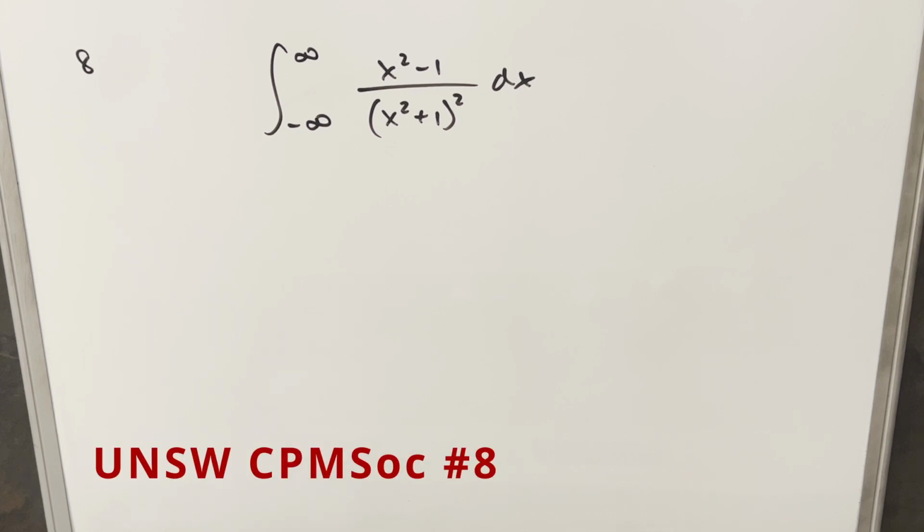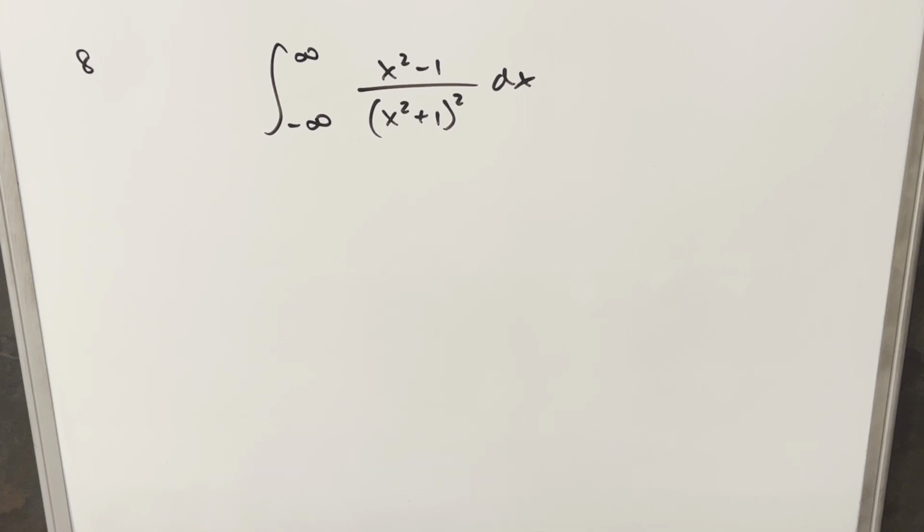Okay, I have here on the board today another interesting integral from the UNSW Integration Bee 2023. This was problem 8. We have the integral from minus infinity to infinity of ((x squared minus 1) over (x squared plus 1)) all squared dx.